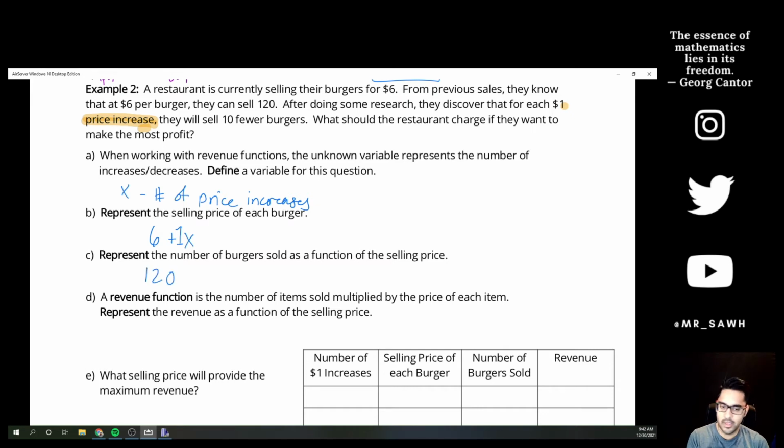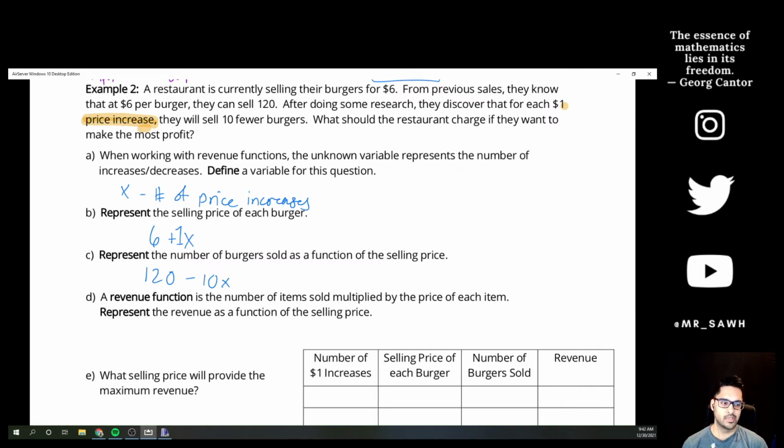Right? So no price change is 120 burgers. But as I change that price, the number of burgers sold goes down. So there is a decrease here of 10 every time we change the price. So the variable is going to be the same in both. It's going to be x.